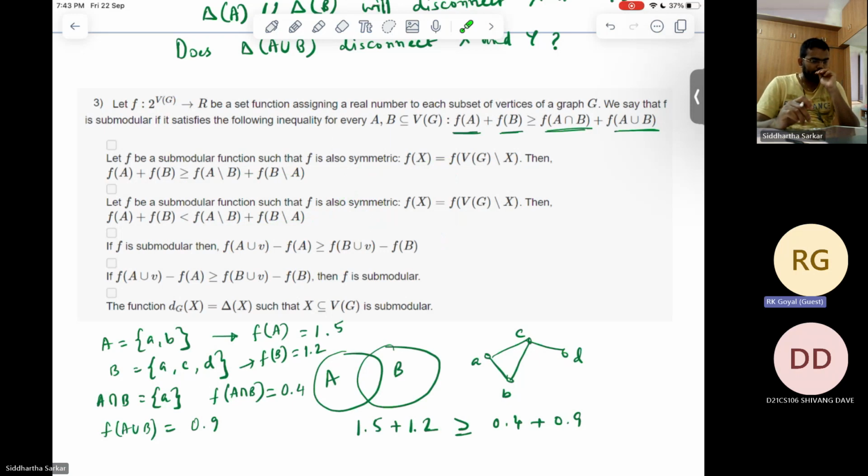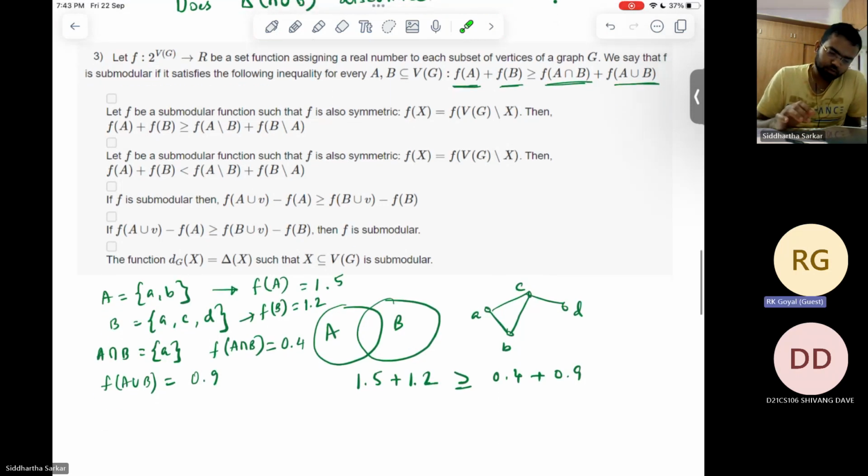Yes. So in this case, say the function value of A plus the function value of B is greater than the function value of A minus B, that is, the function value of A that does not contain the element B, and the function value of B that does not contain the element A. And f is a submodular function. Yes, it's a submodular function.